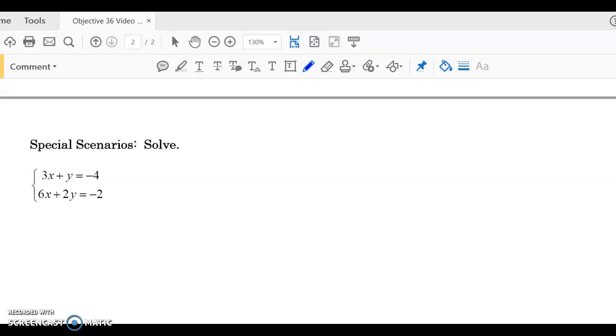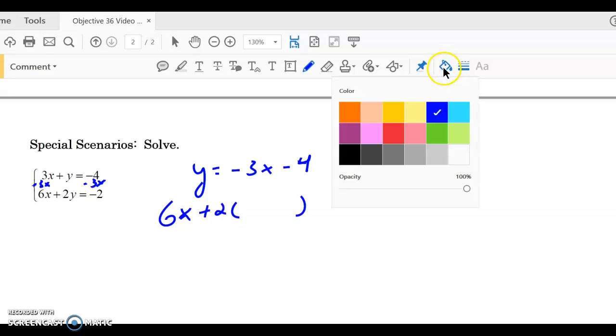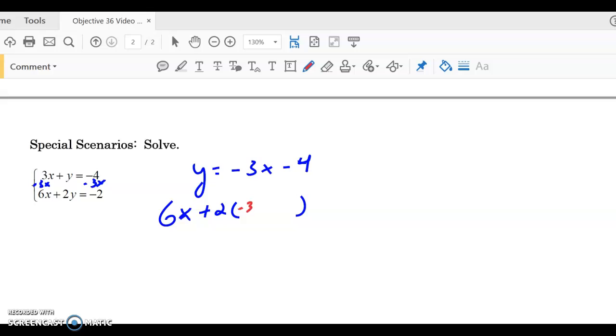So 3x plus y equals negative 4, 6x plus 2y equals negative 2. I'm going to solve this one a little more quickly than I did the previous ones, but I'm going to isolate the y. So in the top equation, I'm going to subtract 3x. So I'm going to get y equals negative 3x minus 4. And then I'm going to substitute in the second equation. So I have 6x plus 2, I'm going to take out the y and plug in negative 3x minus 4. So I'm taking that and substituting for y in the second equation.